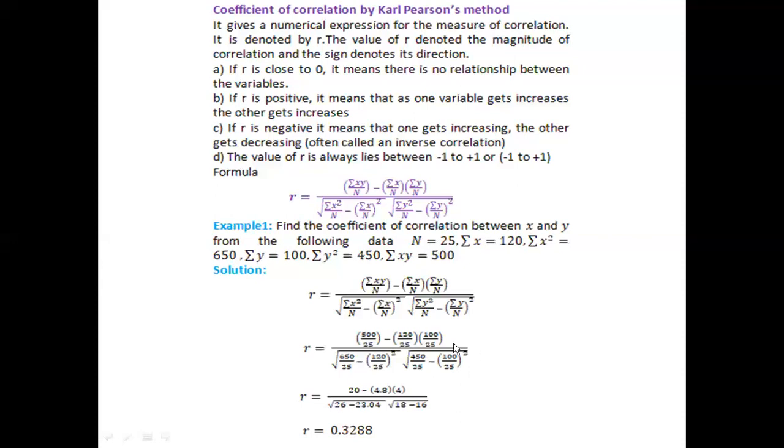First of all, simplify the numerator. You will get 20 minus 4.8 into 4, divided by, and simplify the square brackets one by one. So first this square root, second this square root, and by simplification we will get r equal to 0.3288.